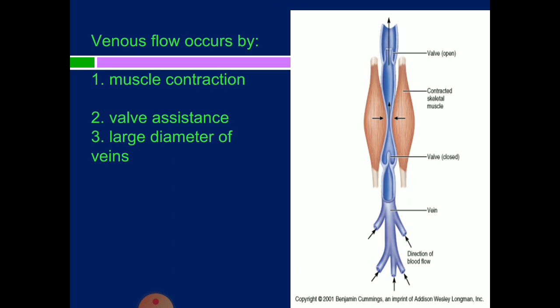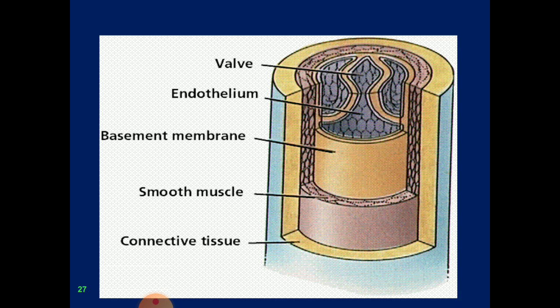As the muscle contracts, it causes the blood in the vicinity to be pushed up, and it is assisted also by the valves. The valves, after passing the blood from one point to another, become closed, and this prevents the backflow of the blood, and there is a larger diameter in the veins through which more and more blood can be transferred. So this is the general diagram to show you the anatomy of the veins.